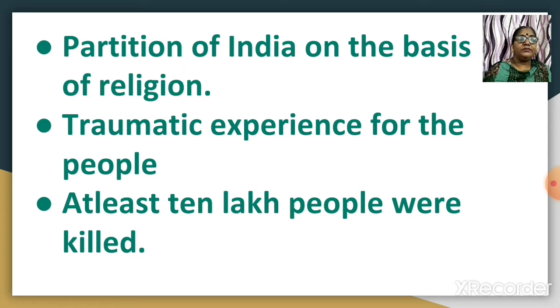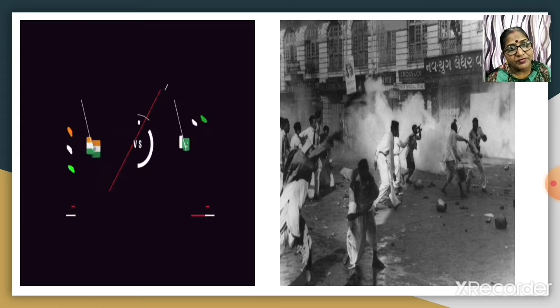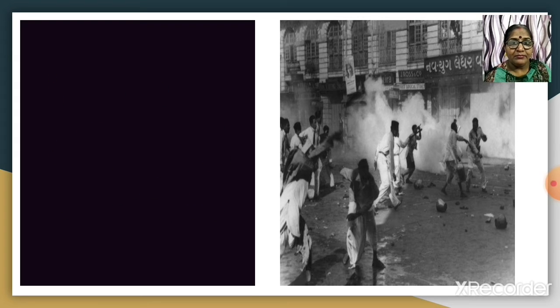In this partition, there was a lot of violence. In this partition-related violence, at least 10 lakh people were killed on both sides of the border in India and also in Pakistan. Can you see the image on your monitor? Partition of India and Pakistan, and many people were killed.